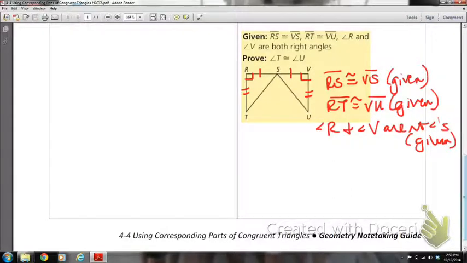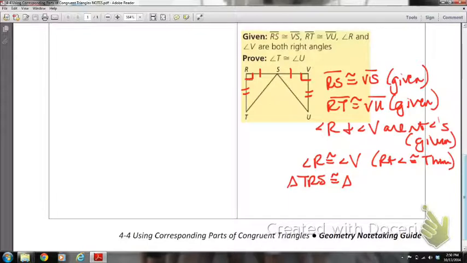So from that statement, that leads us to say that angle R is congruent to angle V because of the right angle congruence theorem, which states that all right angles are congruent. And now we can state that these two triangles are congruent. Triangle TRS is congruent to triangle UVS because we have side angle side. We have two pairs of corresponding sides that are congruent, and the included angle that is between those sides is congruent. So we can use side angle side triangle congruence.